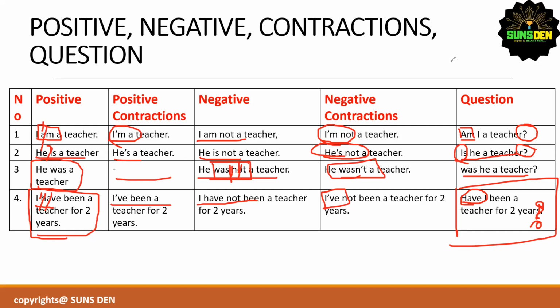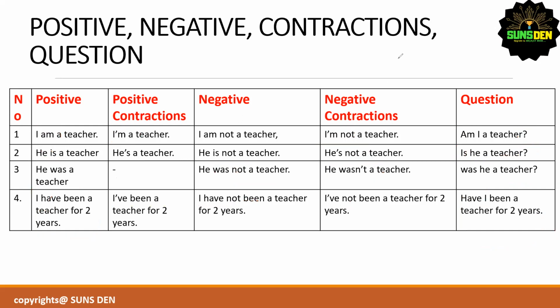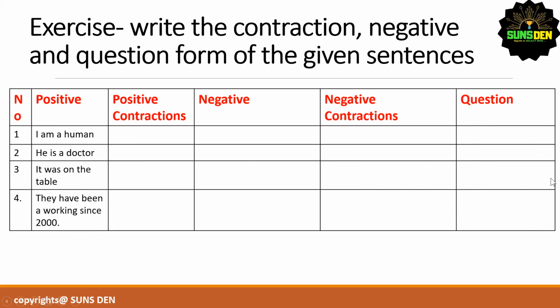Okay, great. So we have learned a lot of things. I'm going to clear all of these things and let's move to the exercise. I have a great exercise for you on the next page. Okay, I've removed all the positive contractions, negative contractions, and questions. So here, your task is to fill it up. I've given certain sentences for you to do it. So you have to use the positive contraction, put a not to make it negative and the negative contraction, and put the auxiliary verb in the front to make it a question.